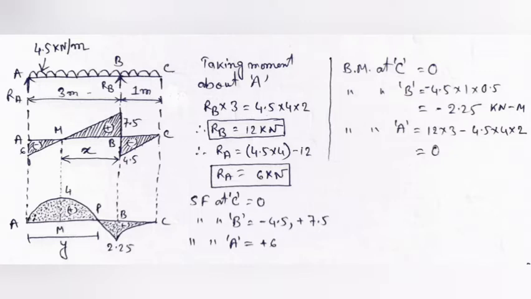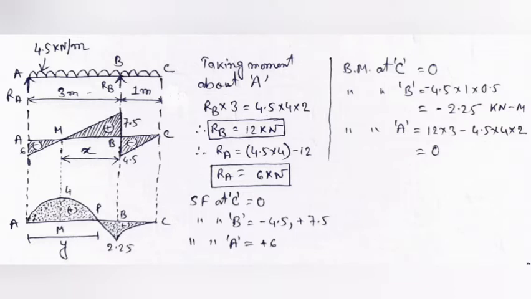At the B point the value will be 4.5 into 1, that is 4.5 kilonewton, and at the B point we know the upward reaction force equals 12 kilonewton, so it goes up by 7.5 kilonewton from the baseline towards upward. Then again it will go downward for the existing UDL, and the value at the A point will be 4.5 into 3, and the value at the A point will be 6 kilonewton, equal to the RA value.